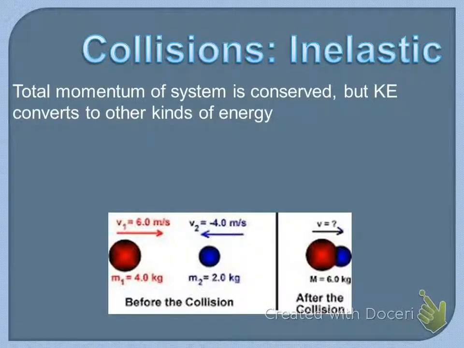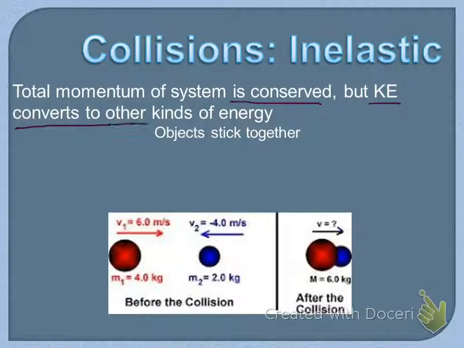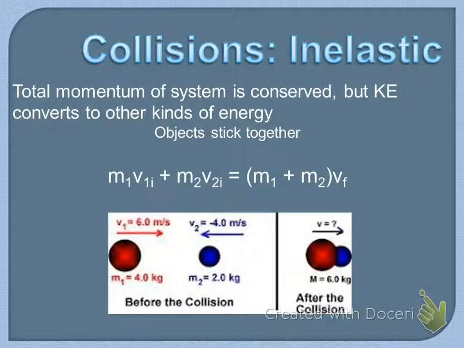All right. So first of all, let's keep in mind that I just mentioned something. When we have inelastic collisions, the total momentum of the system is conserved, but kinetic energy converts to other kinds of energy. So the key difference between elastic and inelastic is that in elastic, kinetic energy is conserved. In inelastic, it is not conserved. Also, it's a hallmark that the objects stick together.